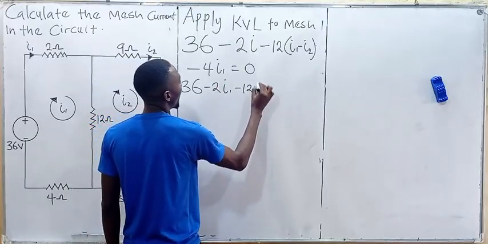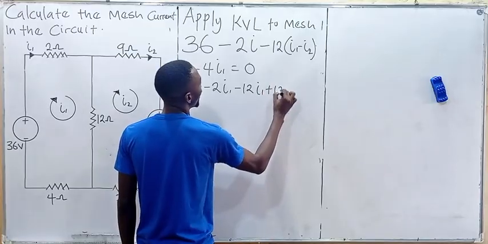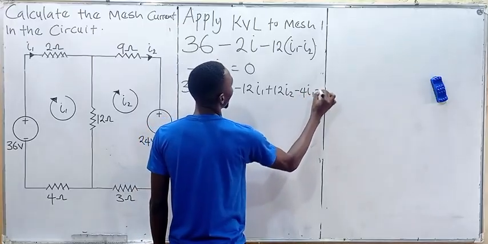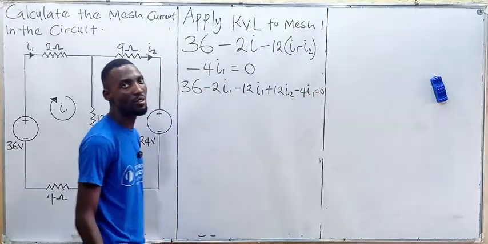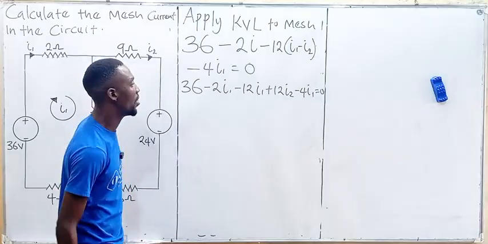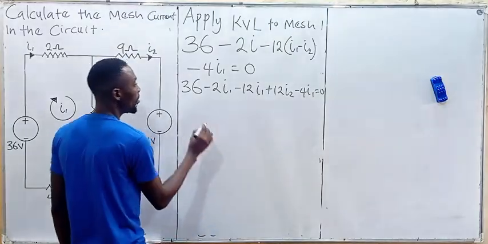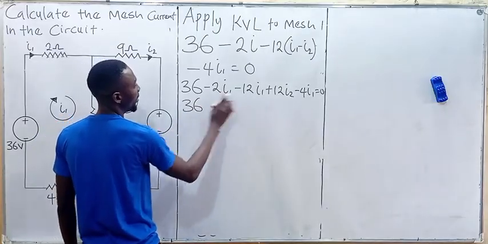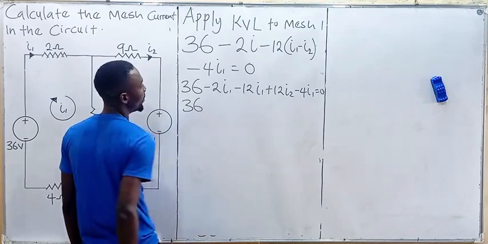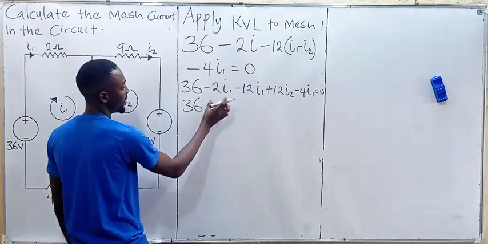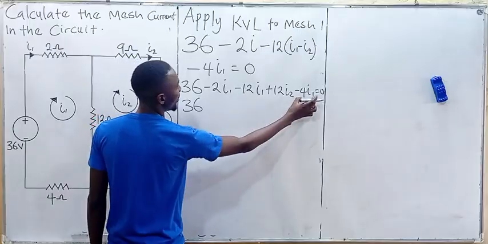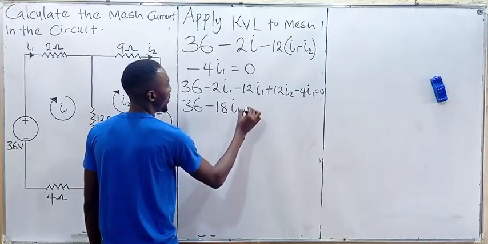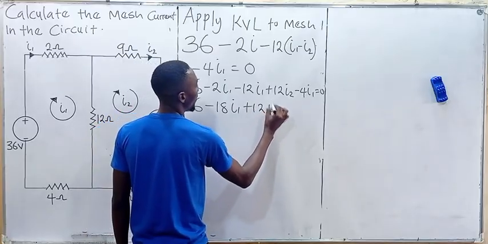If we open the bracket here, we are going to have 36, then minus 2I1, then minus 12I1 plus 12I2, then minus 4I1. Everything will be equal to 0. Now we are going to collect like terms. I'm going to have 36, then minus 18I1, then plus 12I2. Everything will be equal to 0.